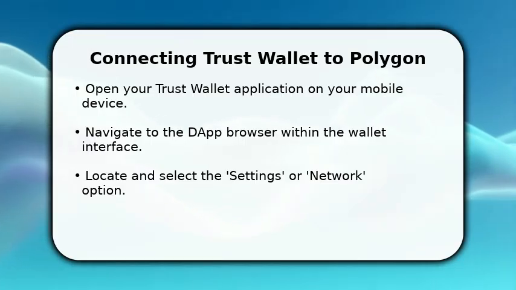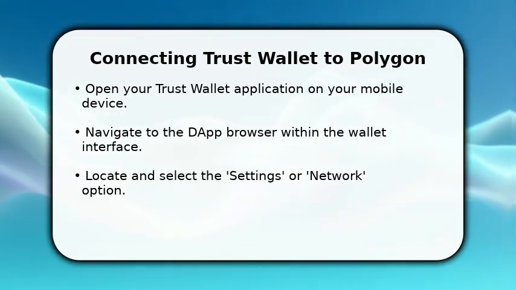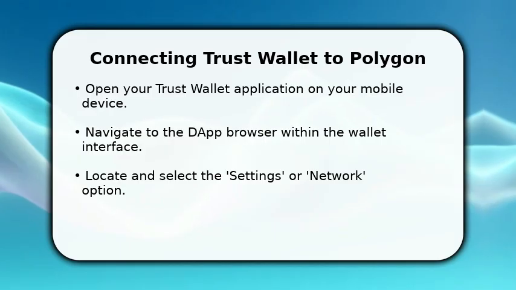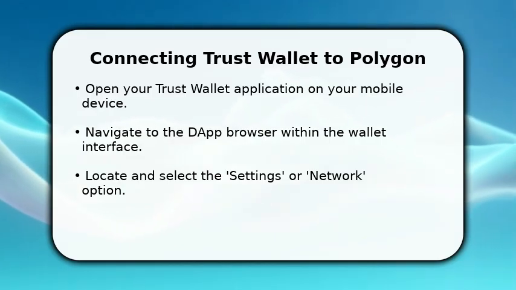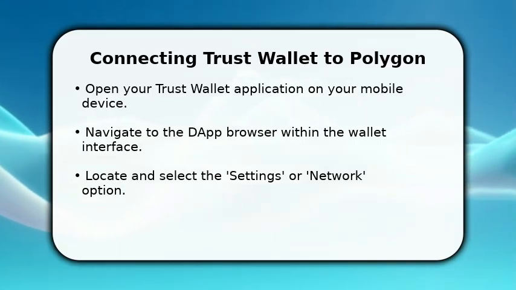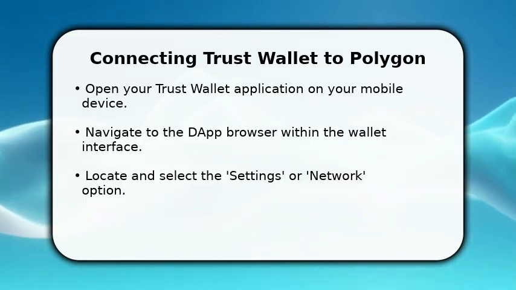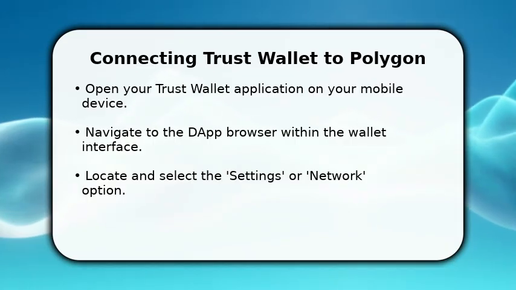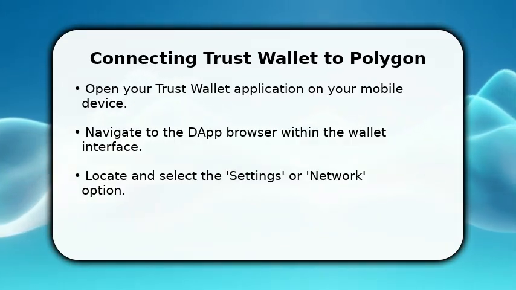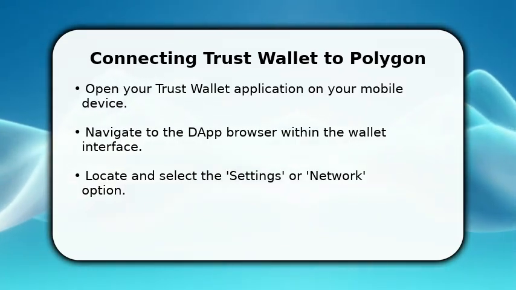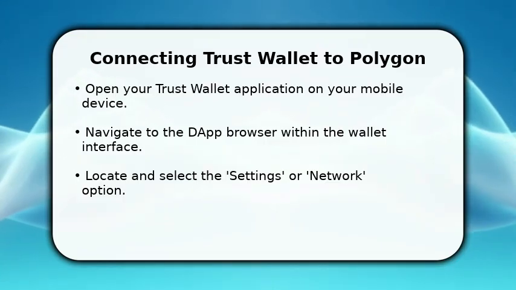In this video, I will explain how to connect Trust Wallet to the Polygon network. First, open your Trust Wallet application on your mobile device. Next, access the D-app browser, which is usually found at the bottom of the screen. From there, you'll need to find the Settings or Network option to begin configuring your connection. This initial step is crucial for accessing the necessary network settings within your wallet.